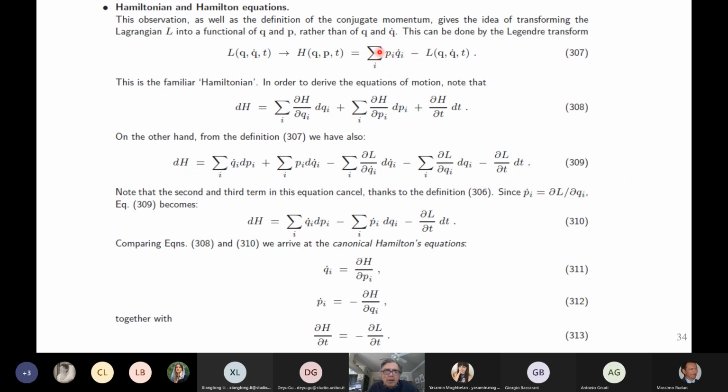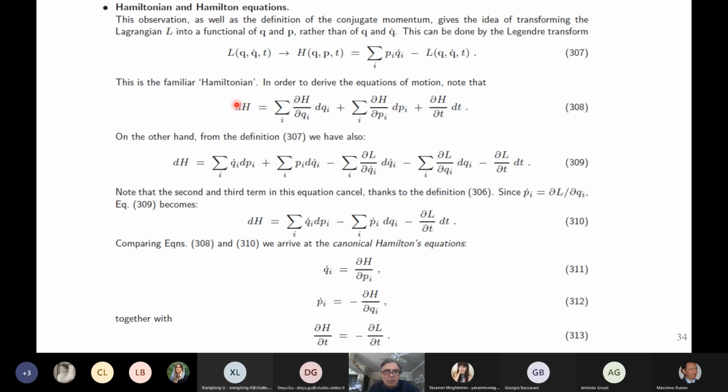How is it going to be generalized? By converting the sums over i to integrals over position, which will be the label of the degrees of freedom that I have. And we will follow exactly the same procedure to derive the Hamilton equation of motion.